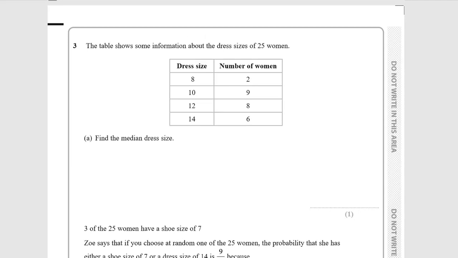Okay, question 3. The table shows some information about the dress sizes of 25 women. Find the median size. So we count the frequency. So that's 2, that's 11, that's 19, and that's 25. So 25 divided by 2 will give us 12.5. So we know it's going to be within this category, so dress size 12.